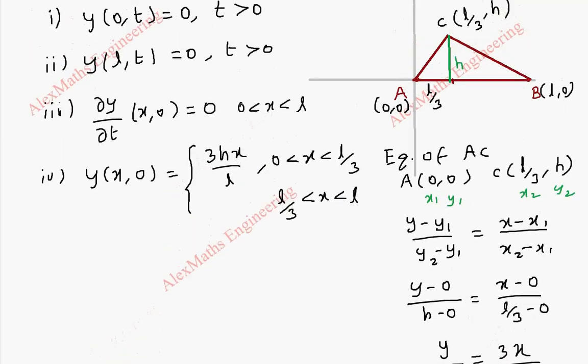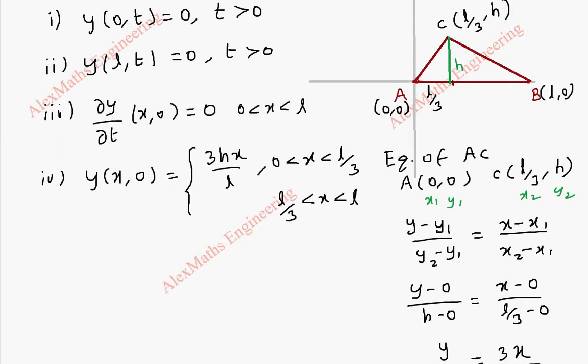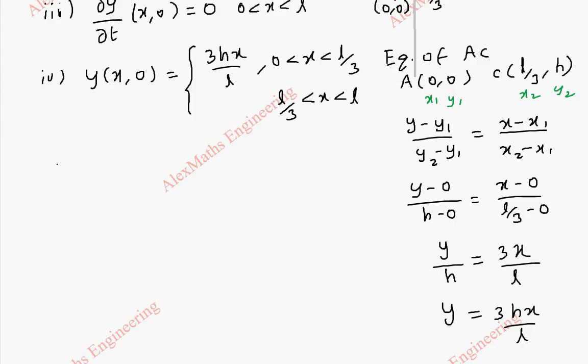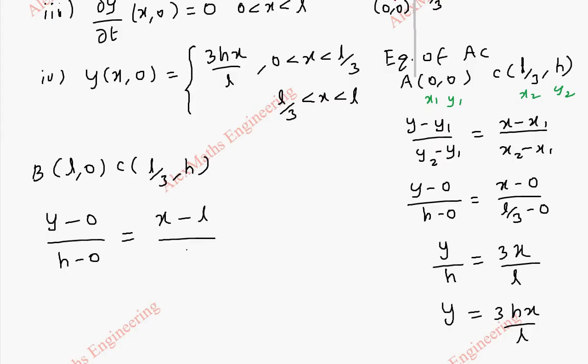It is nothing but the equation of BC. So we have L comma 0 and L by 3 comma h. This is B and C. We are going to find the equation of BC. y minus y1 by y2 minus y1 equal to x minus x1 by x2 minus x1.